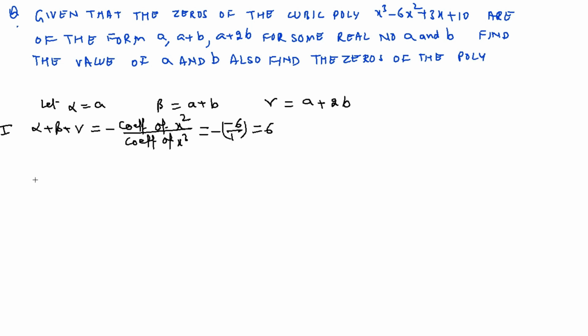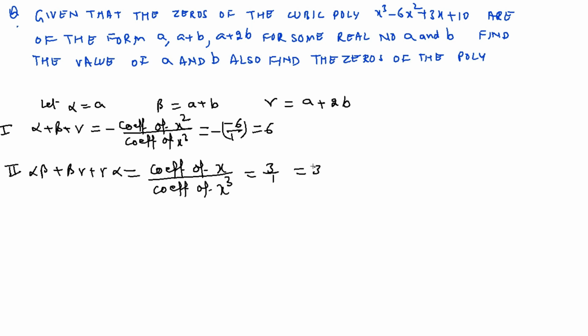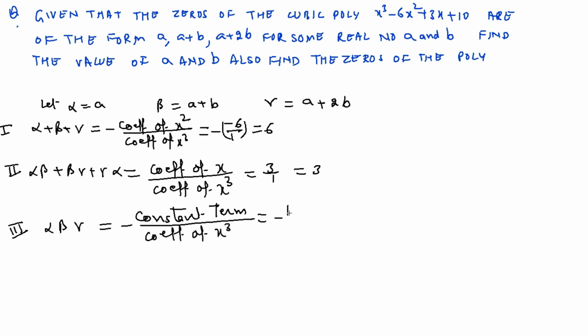So I'll advise students to write the relationship in this way. The second relation is alpha beta plus beta gamma plus gamma alpha is equal to coefficient of x upon coefficient of x cube, which is equal to 3 upon 1, that is equal to 3. The third relation is alpha beta gamma is equal to minus constant term upon coefficient of x cube, that is equal to minus 10 upon 1, that is equal to minus 10.